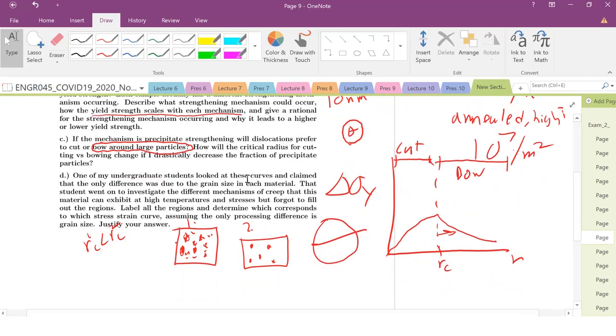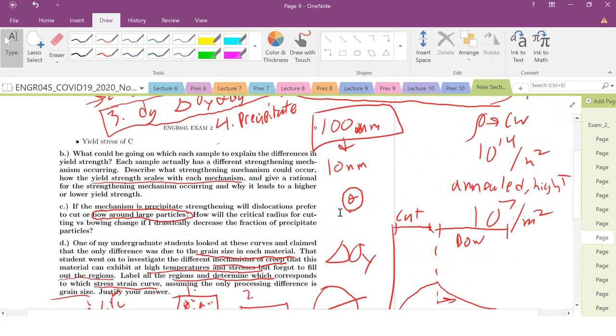One of my undergraduates looked at these curves and claimed the only difference was due to the grain size of each material. So they went on to investigate different mechanisms of creep at high temperatures and stresses. They forgot to fill out our regions. So we want to label all the regions, determine which corresponds to which stress-strain curve, and then assume the only processing difference is grain size.